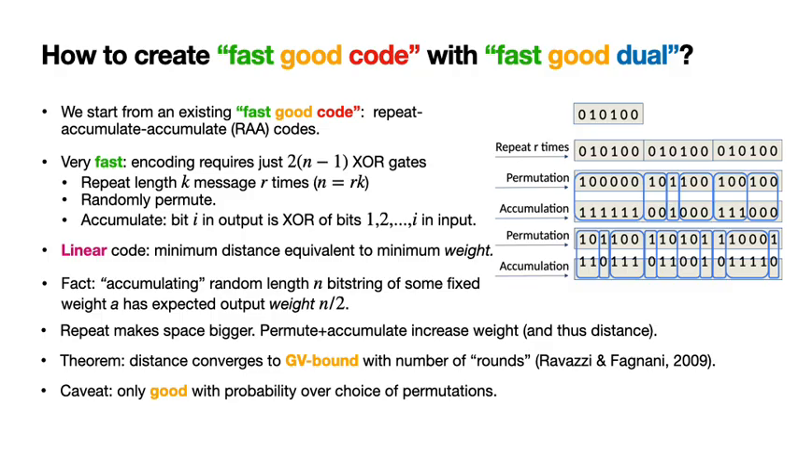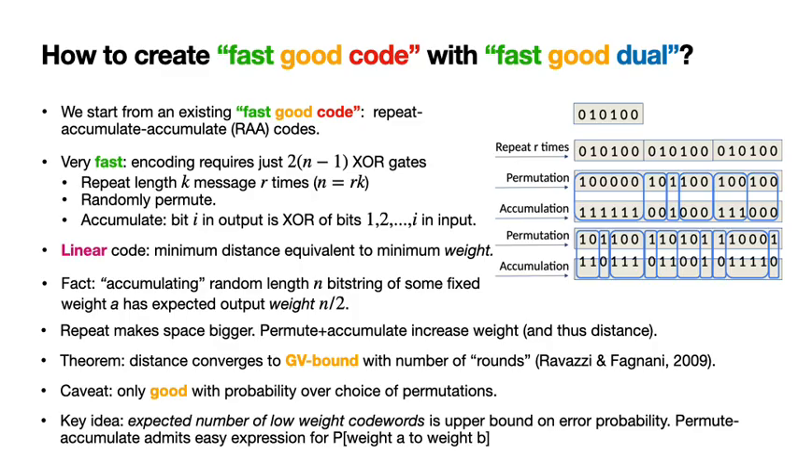Now, the caveat here is that the code only attains this distance with a certain probability, where the probability is over the choice of the permutations. To work out whether you have any decent shot at a good code, the authors analyzed the expected number of low-weight code words, which, by Markov's inequality, is a direct upper bound on the error probability, the error probability of sampling a code which isn't good, which doesn't get close to this GV bound.